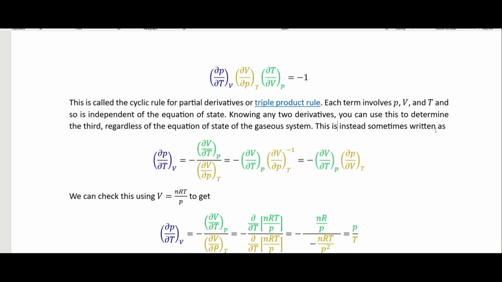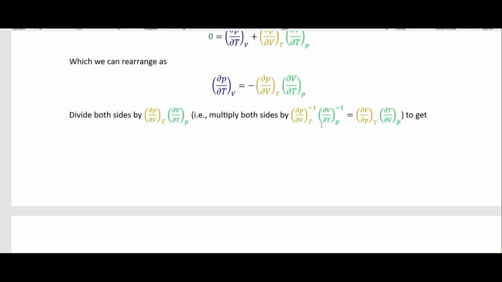This is instead sometimes written like this, where we can see that now we have this partial of pressure with respect to temperature is equal to this divided by this. So this is just the inverse of this green one up here, and then we just divide both sides by this light brown one here. And so that gives us this right here, and so that's just the same as writing it like this, which is the way we had it written right up here.